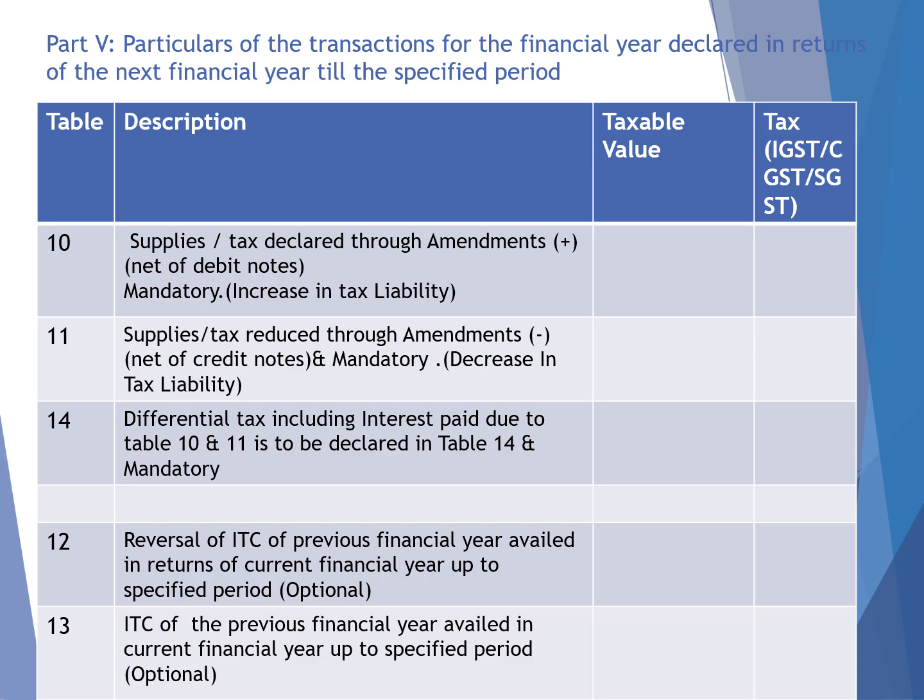Table 13 requires the reporting of the details of the ITC for the goods or the services received in the previous financial year, but the ITC for the same was available in the current financial year up to the specified period. Table 13 is also optional in nature.